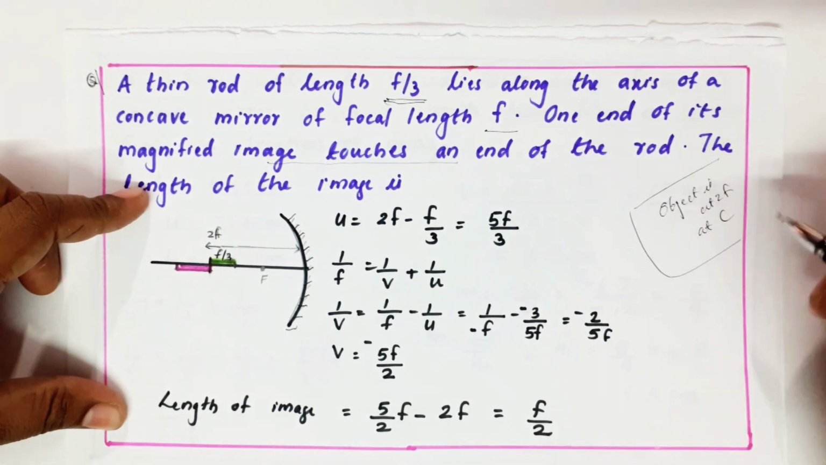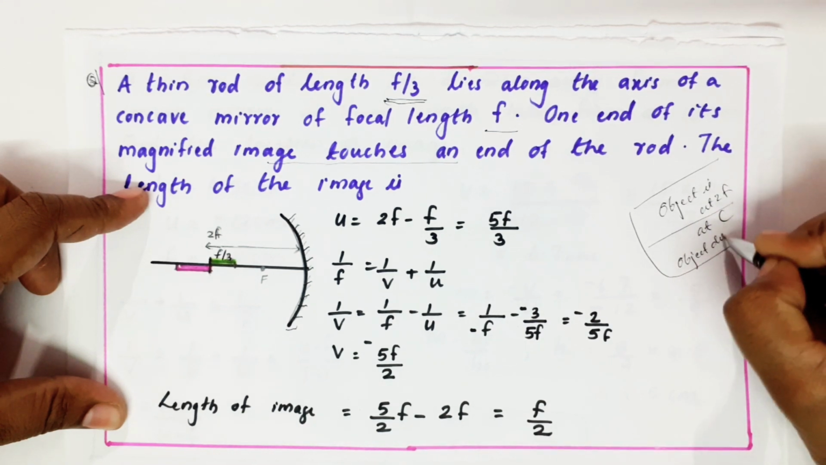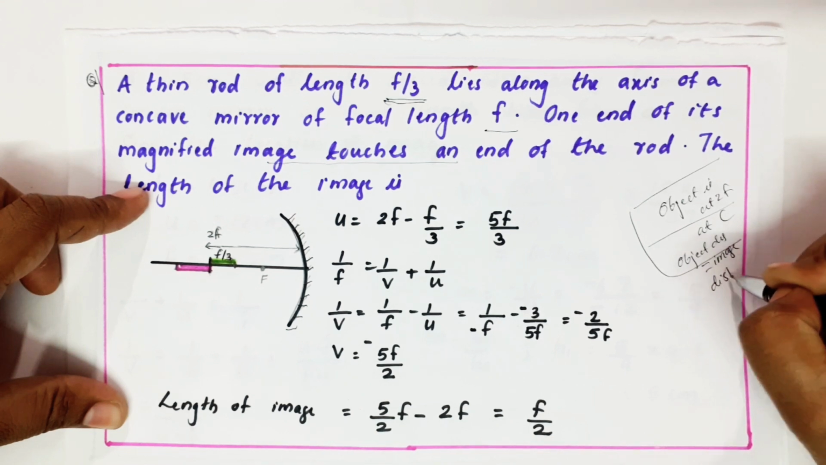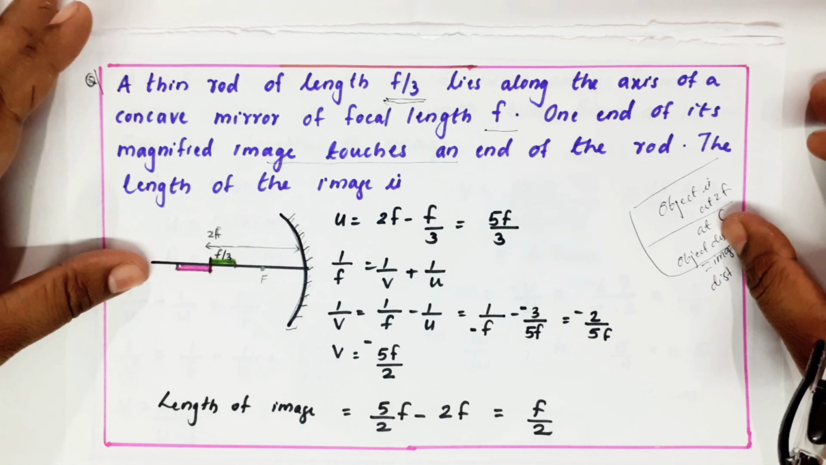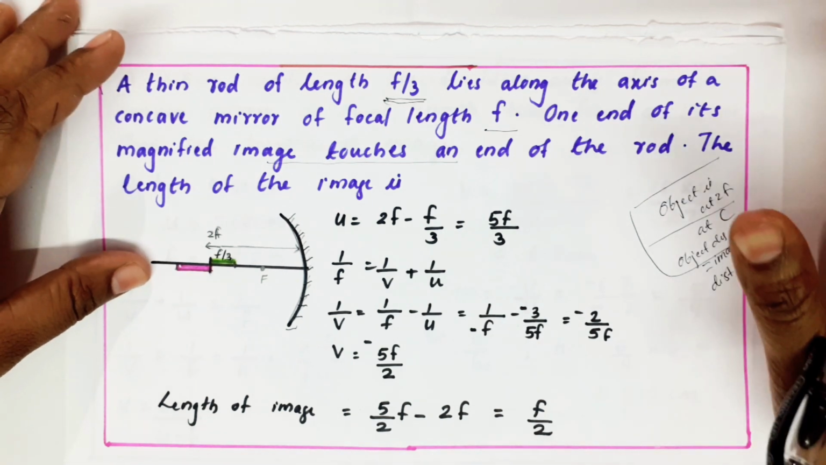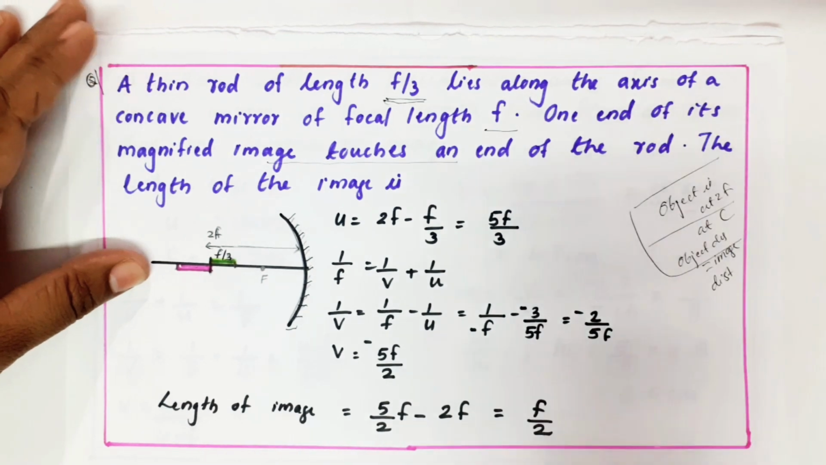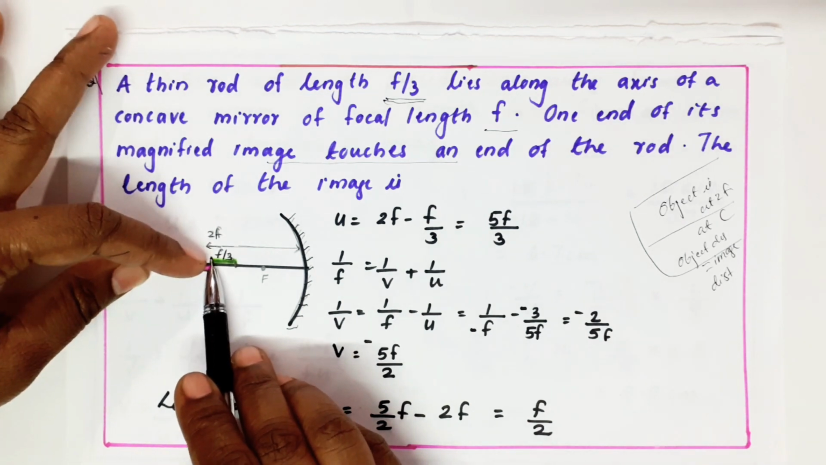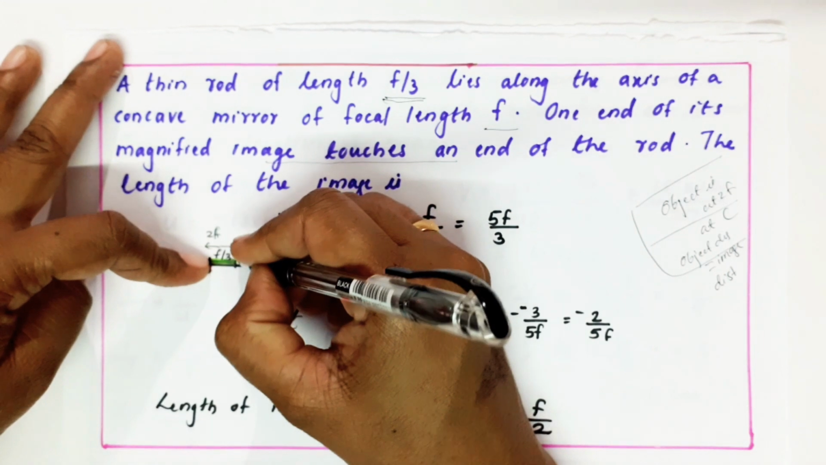At C, we know that object distance is equal to image distance. That is the main thing you should remember. At C, object distance is equal to image distance. So first I am going to calculate the distance. Now, they told the length of the rod is f by 3, and I know this end is at 2f. So what should be this distance?